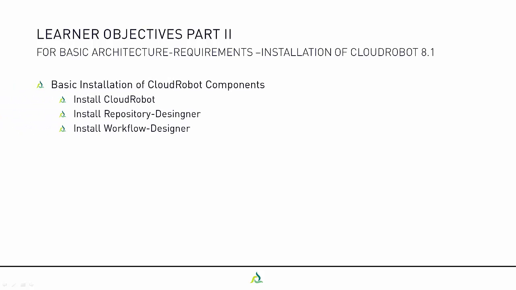So, the basic installation has 3 components in CloudRobot. The robot itself, the repository designer, and the workflow designer. And of course, basics about the workflows. It is related to services, workflows, and activities. And in Cloud Store, just connecting both products together, we always relate the workflows as services.